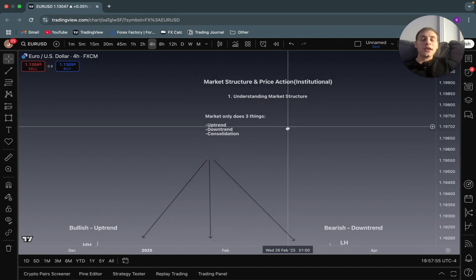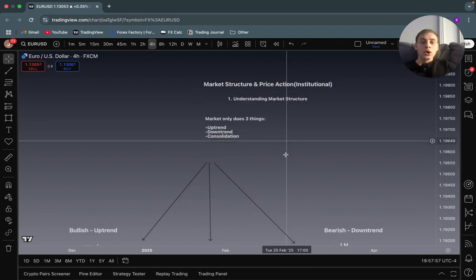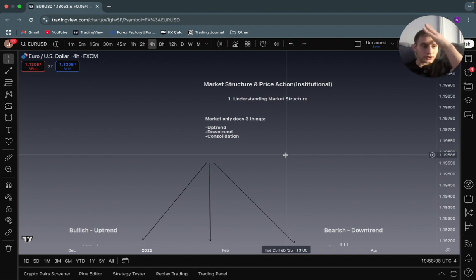So guys, if you aren't familiar already, what are the only 3 things that the market can do? The first thing the market can do is go up, meaning to the upside. It can go down to the downside, or it can consolidate. Now, what does consolidate mean? Consolidate means it can just go side to side. Because price is always moving, but there's really only 3 things happening when price is moving. It's either going up, going down, or going side to side.